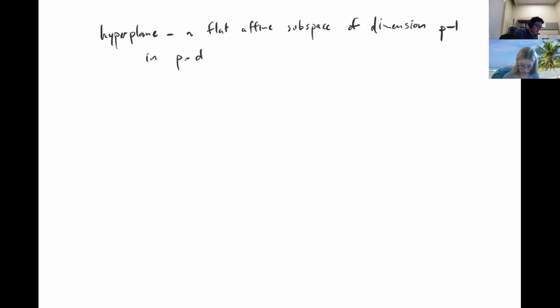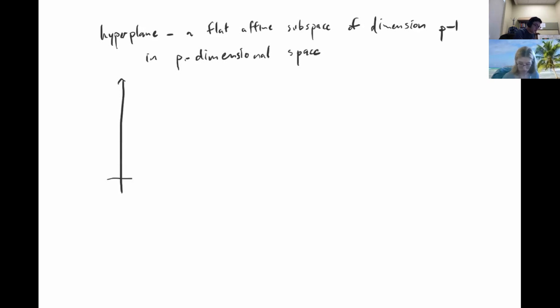So the first thing that we're going to introduce is a hyperplane. This is a flat affine subspace of dimension p minus 1 in p dimensional space. Okay.